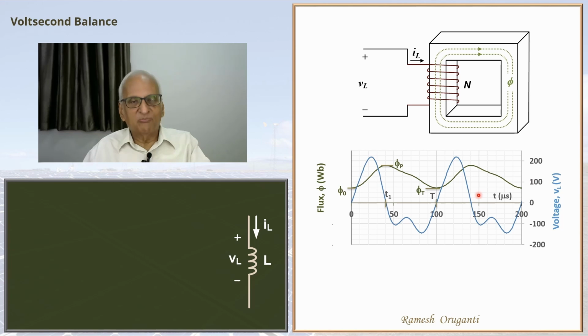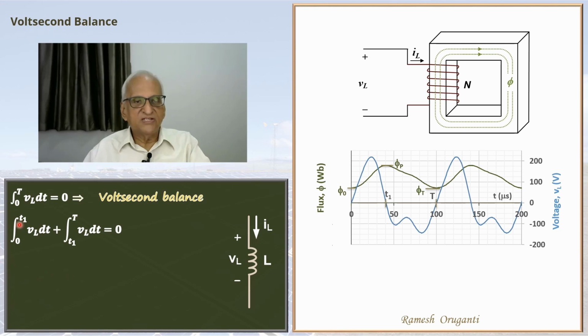Next we will see a little bit more about this integral and what it means. So this is Voltsecond balance. Integral 0 to T VL dt is equal to 0. Now I can take this integral between 0 and time equal to capital T. I can divide it into two intervals, 0 to t1 and t1 to T, and write the integral accordingly. Integral 0 to t1 VL dt plus integral t1 to T VL dt equals 0. Integral between 0 and t1 VL dt, this integral is going to be a positive value because VL remains positive throughout this interval.